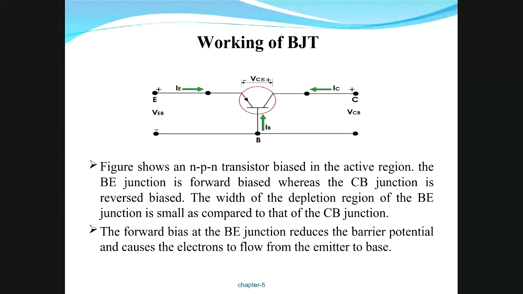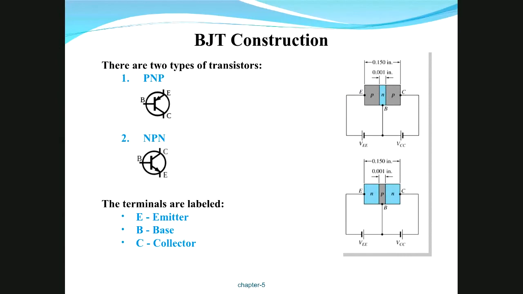Now the next thing will be the working of a BJT. Before we go to working, you have to understand how we know it is P or N. In the case of a diode, you know the diode symbol looks like this.